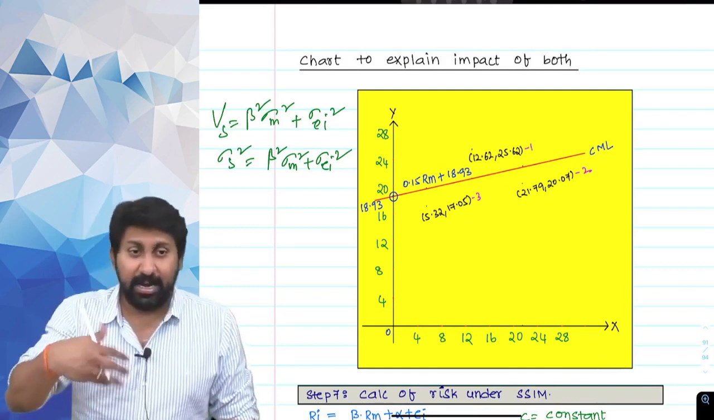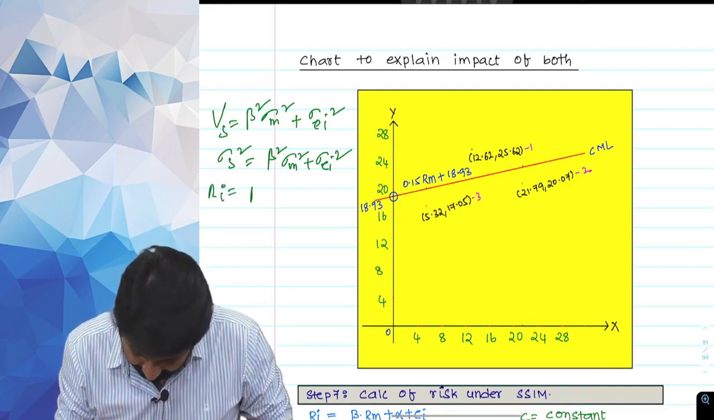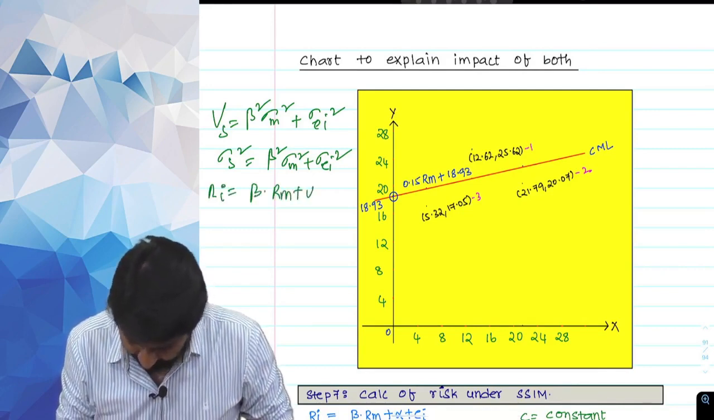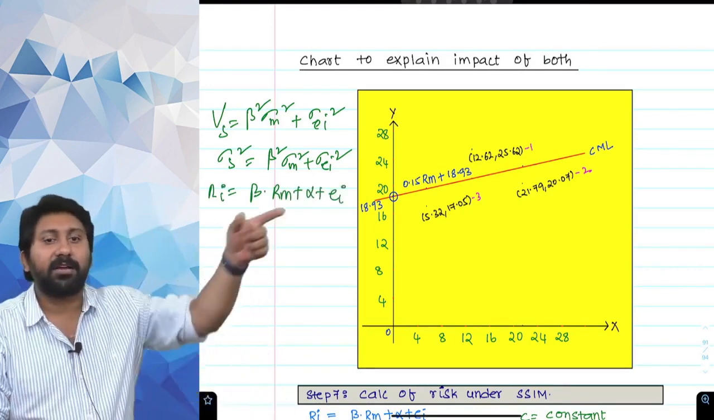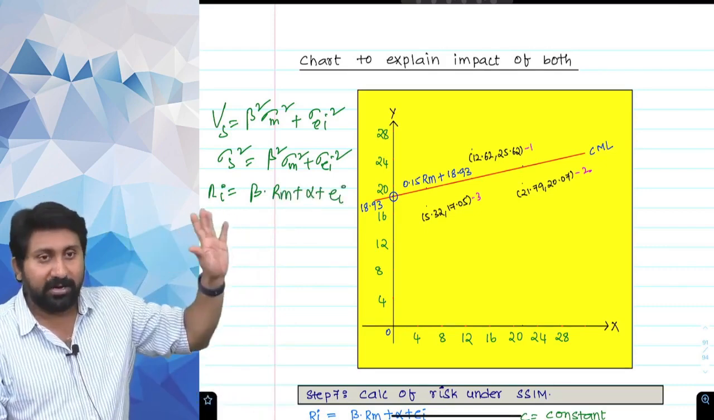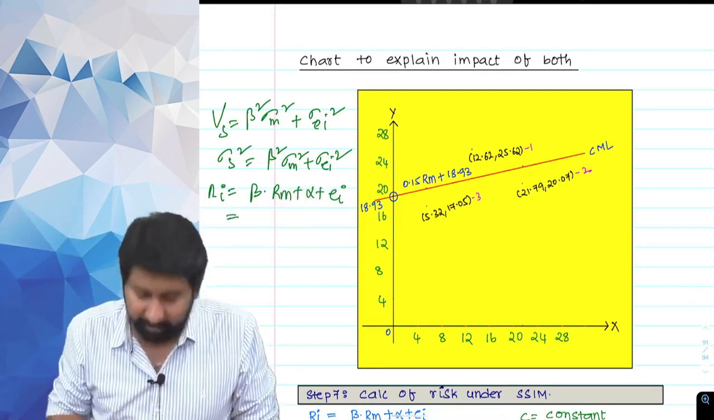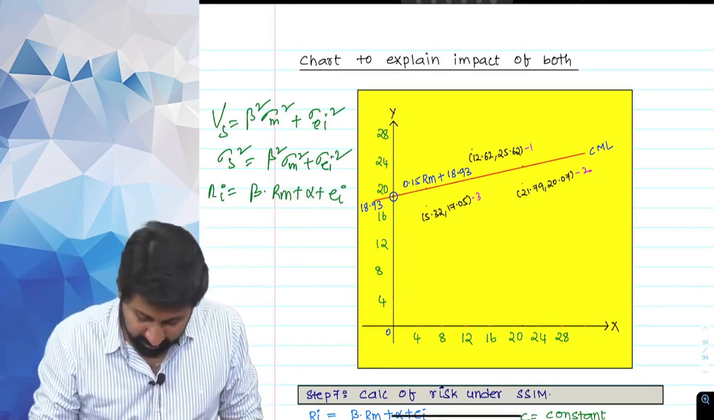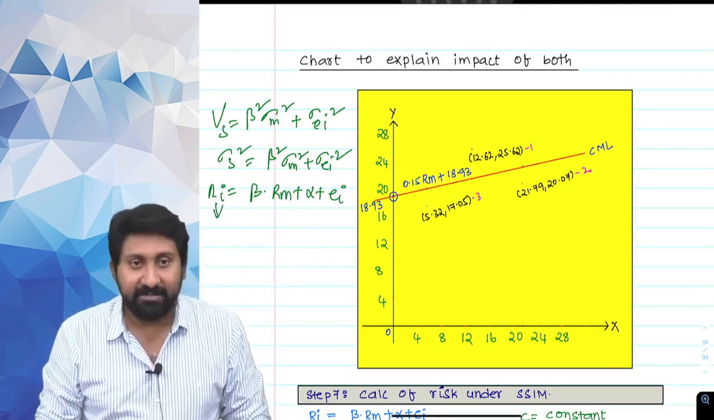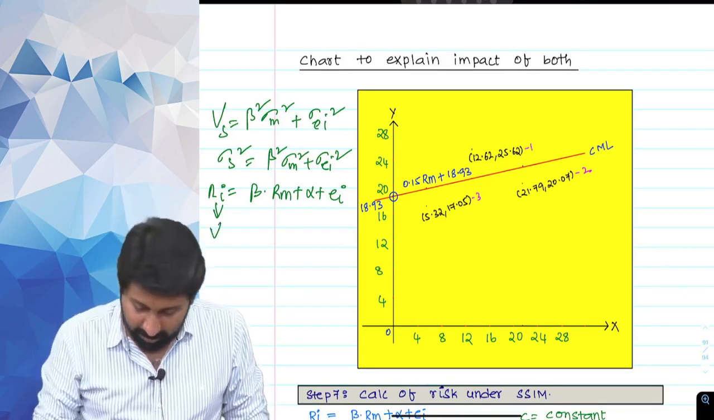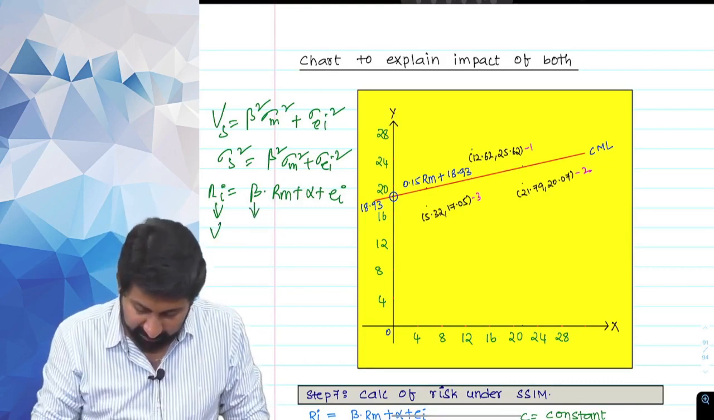Okay, let me explain further. First, tell me what is the return formula? Beta Rm plus alpha plus EI. That's the total return, only market return EI removed. But total return we want, na: beta Rm plus alpha plus EI. Tell me, will the return of a security change or be constant? It changes, meaning it's a variable. Beta is a slope, which is a constant slope always. Market and security will have a slope.